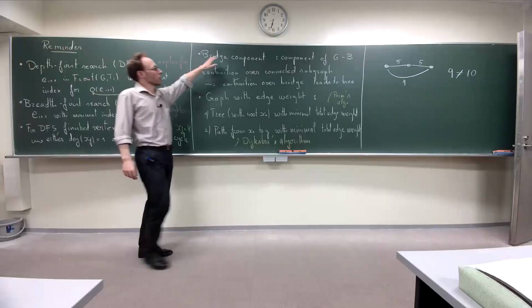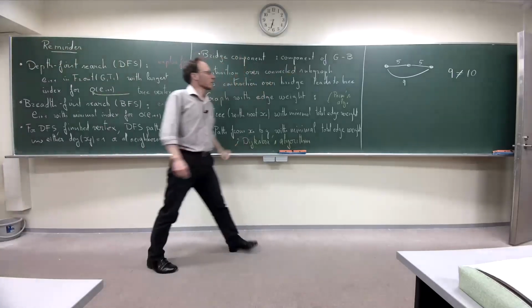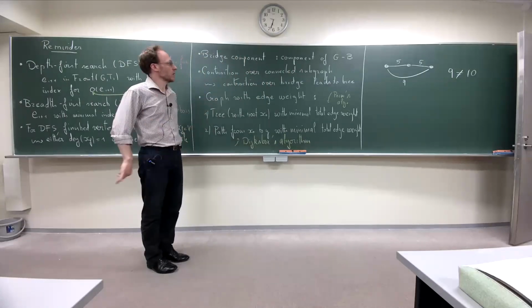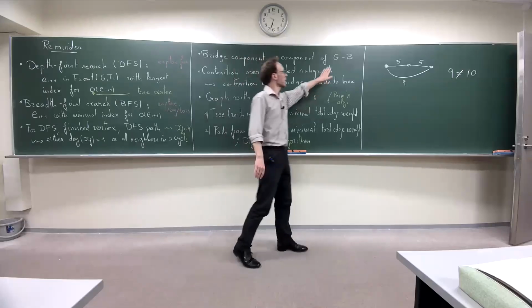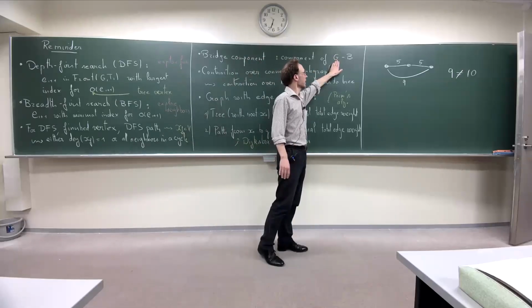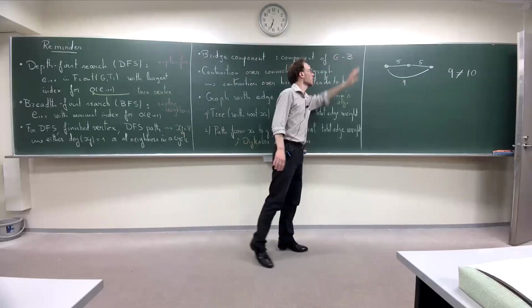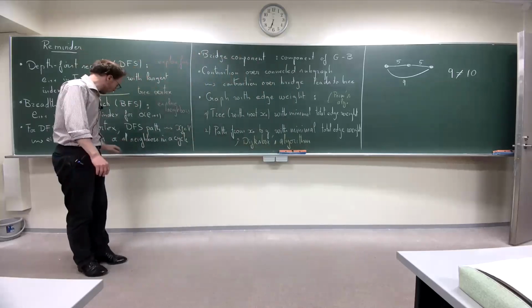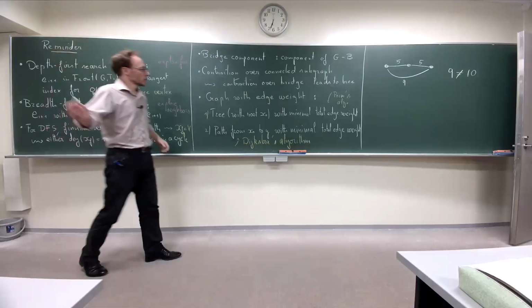So the bridge components, I introduced the notion of a bridge on a graph. It is where you can cut and get two separated parts or two components. So the bridge component is exactly the set of components that you obtain when you remove all bridges. And I also introduced the notion of contraction over bridges.